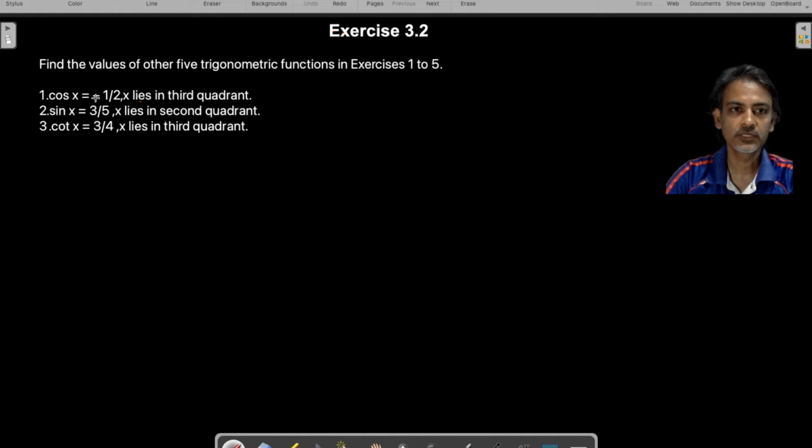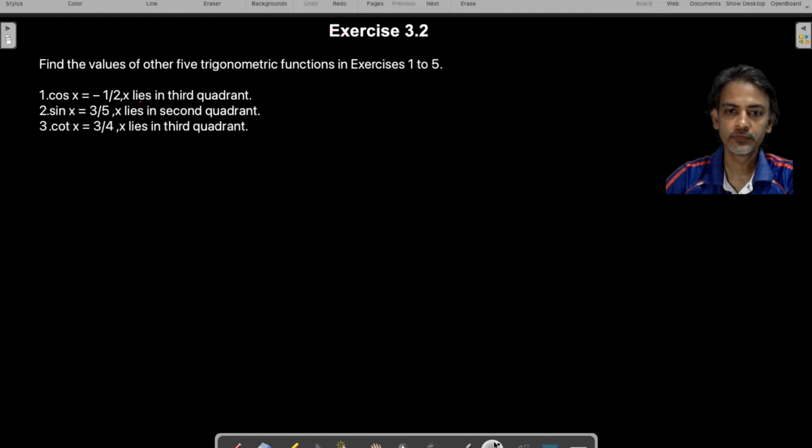This exercise talks about some values of cos theta, sin theta and cot theta, and they've been given in terms of some numbers, and also it's been given in which quadrant they lie. So first of all, let's understand what is the concept behind this.